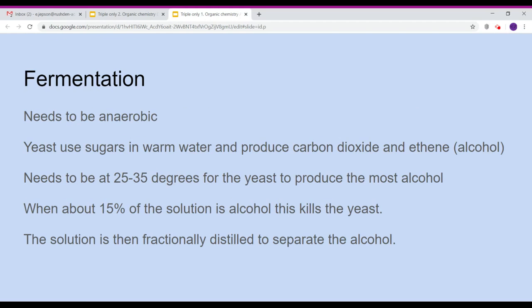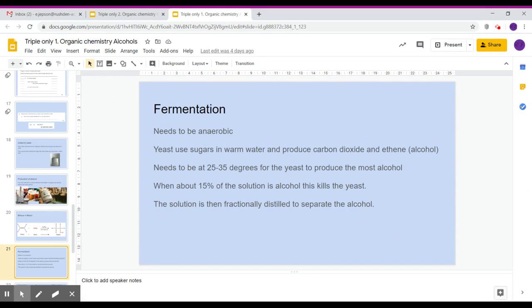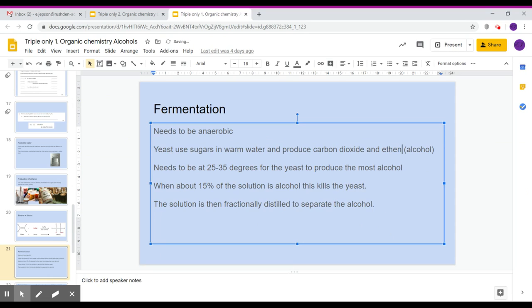Sorry, my screen there is wrong. Let me just change that. Best laid plans of mice and men ever work.